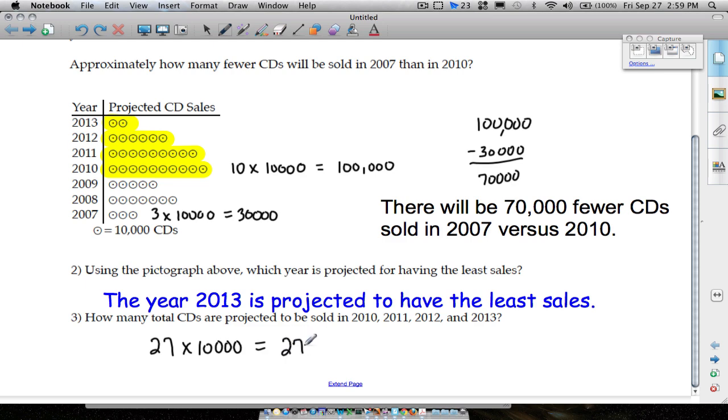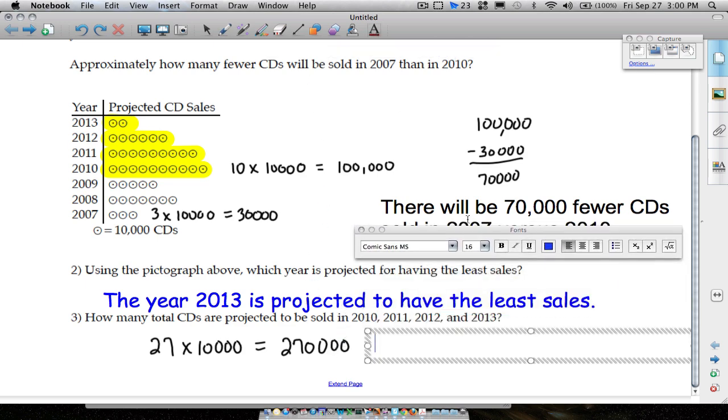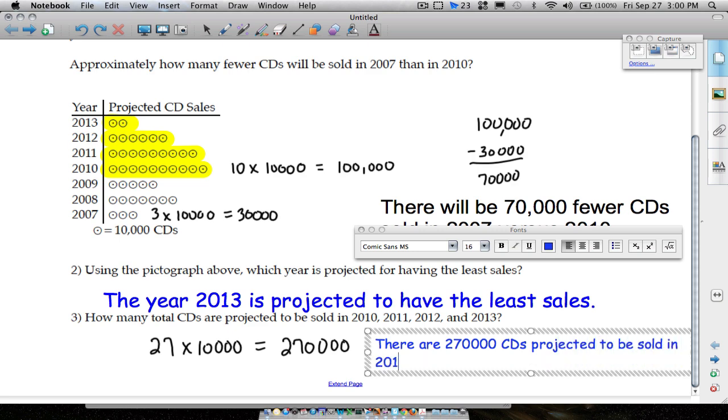Therefore, the rock band is projected to sell 270,000 CDs. Let's put a complete sentence on that. There are 270,000 CDs projected to be sold in 2010, 2011, 2012, and 2013 combined, because we did combine all those together.